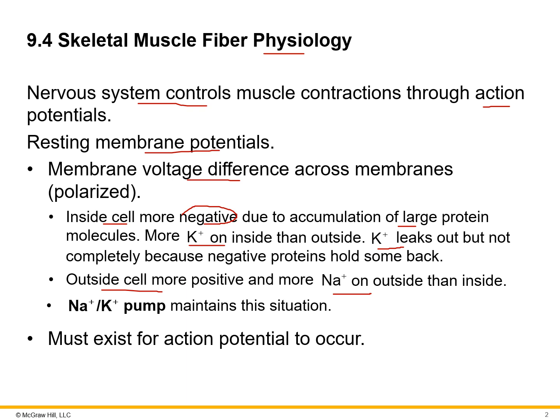Now, what maintains more potassium inside and more sodium outside is what's called the sodium-potassium pump. That's going to help restore that membrane potential after a contraction. This has to occur in order for the action potential. So the inside has to be more negative, the outside has to be more positive. Again, sodium needs to be higher outside, potassium needs to be higher inside, or we can't get an action potential.